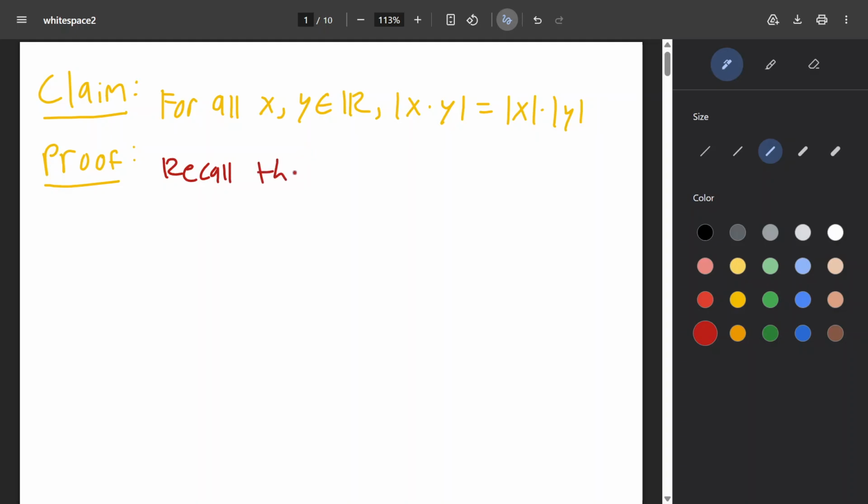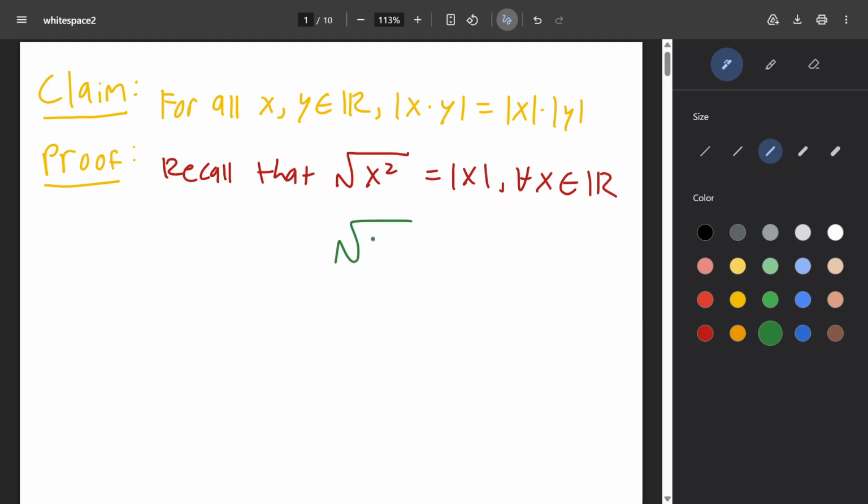Recall that the square root of x squared is equal to the absolute value of x for all x in R. So you might be asking yourself, hey, wait a second, why are these absolute values here? Why is it not the square root of x squared is equal to x?